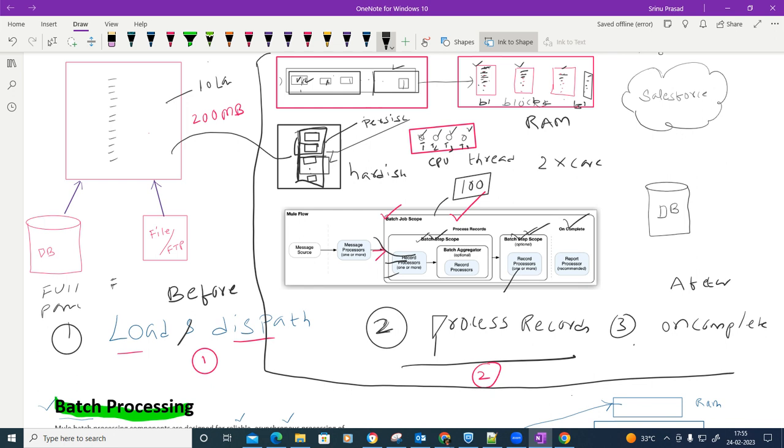each record in the block has two parts: the record part and the metadata part. This metadata part tells which step successfully executed and which step is pending. For example, there are two steps. After executing the first step, the record is marked as: okay, first step got executed.